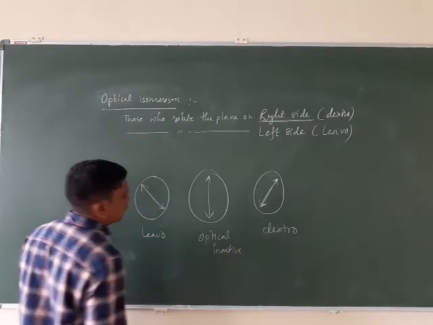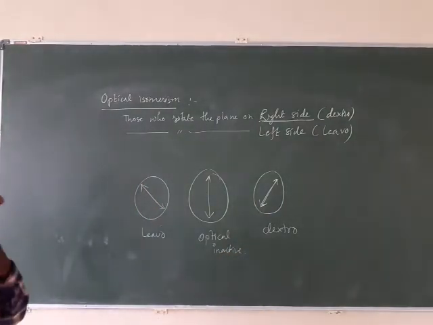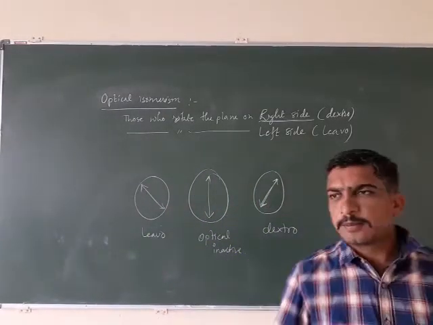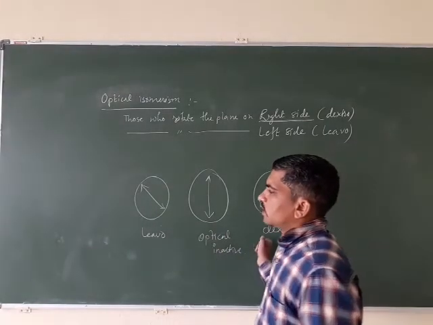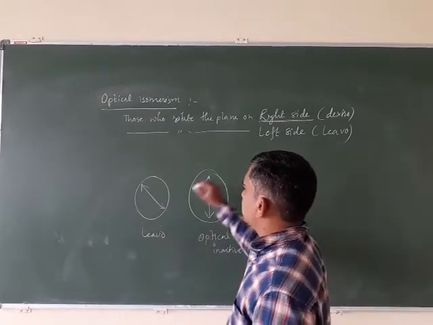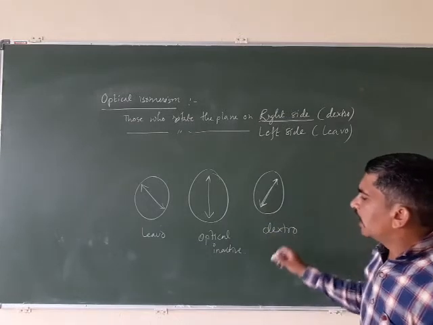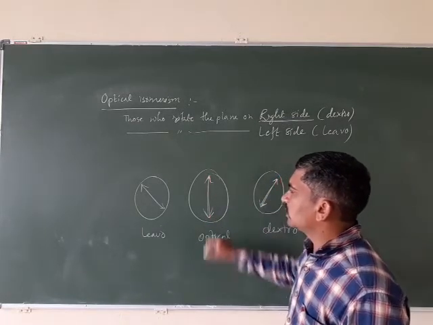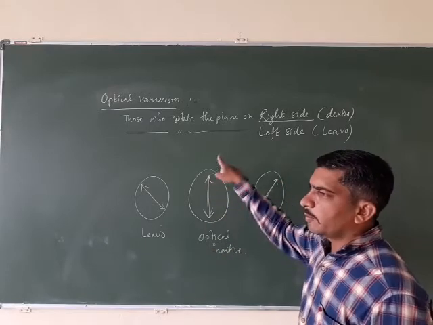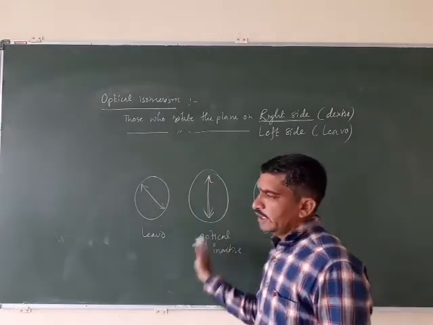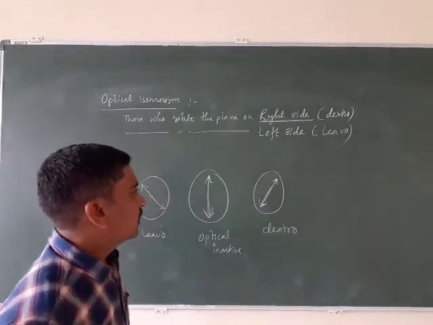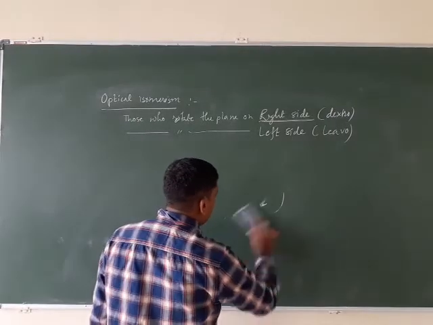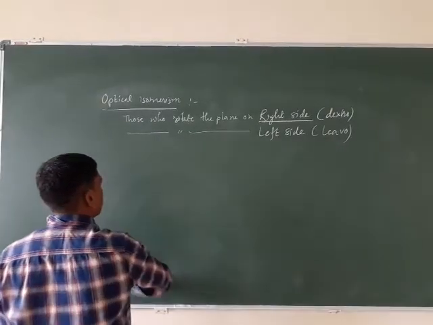Racemic mixture we have discussed in haloalkanes and haloarenes. The equimolar mixture of levo and dextro isomers is called a racemic mixture. That racemic mixture is optically inactive because it is not going to rotate the plane of plane polarized light in any direction. So this is regarding optical activity and optical isomers.